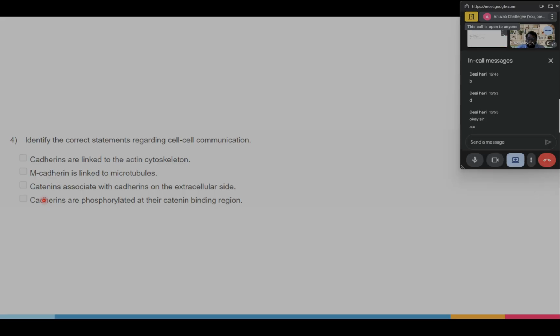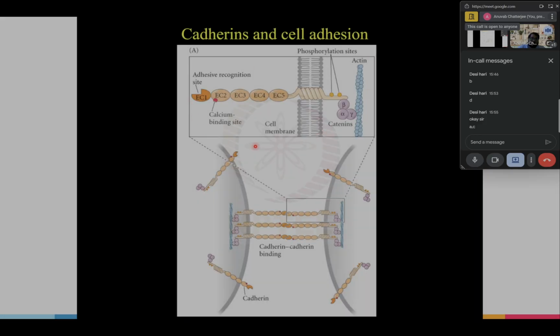Okay, so we have the answer. Desi Hari again says it is A. And C: cadherins are linked to the actin cytoskeleton, and catenins bind to cadherins on the extracellular side. So let us look at it. This is the image we just saw. So cadherins are on the cell surface.